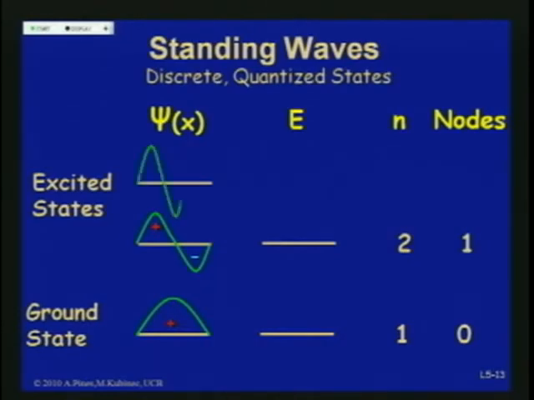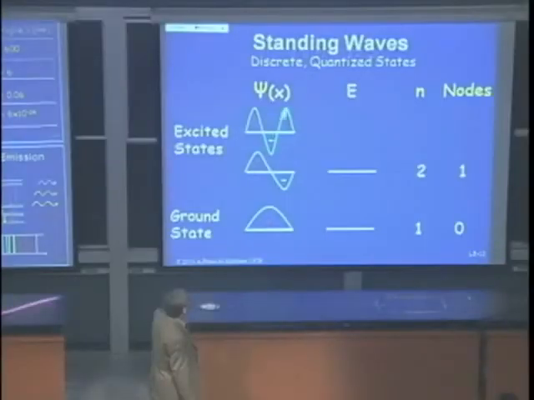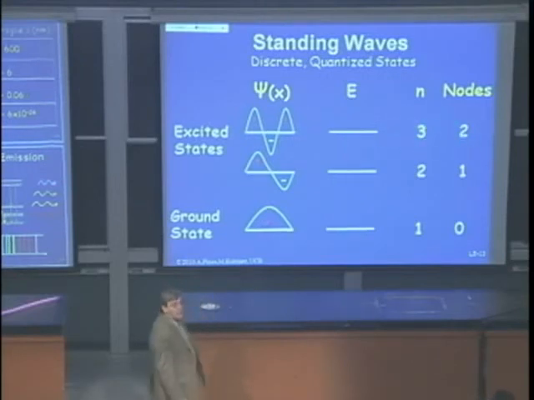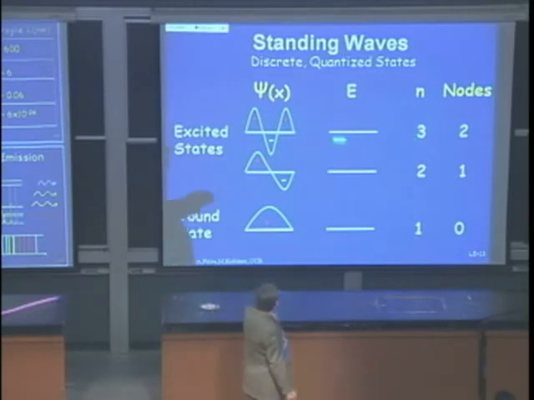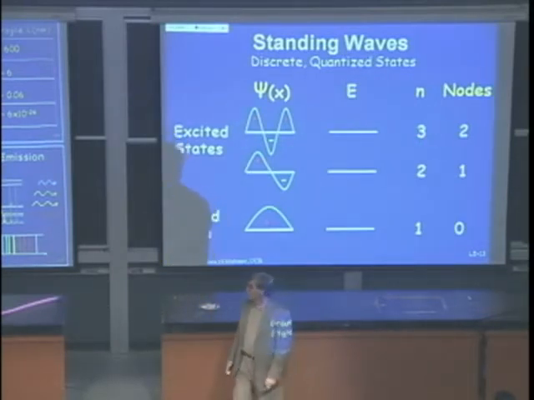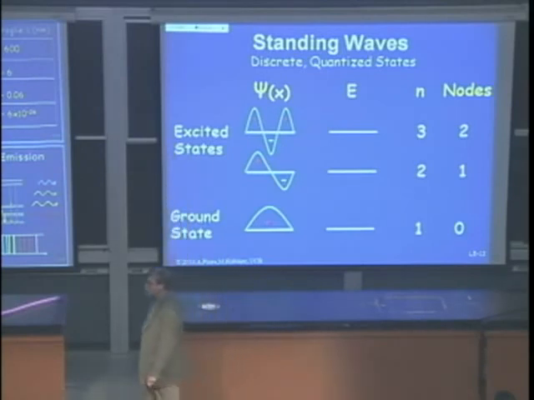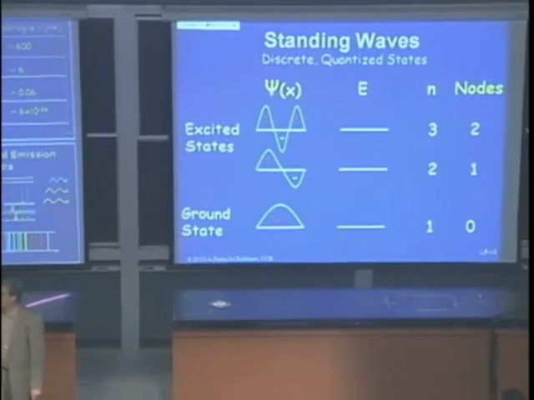So now we keep going. Quantum number 3 has 1.5 wavelengths, 1, 2, 3 lobes, 2 nodes. This is the energy. It's higher than these energies below here. N equals 3, quantum number 3, and 2 nodes. So we can characterize this state and say this is n equals 3. And with this, we can describe the energy of that electron around the nucleus.